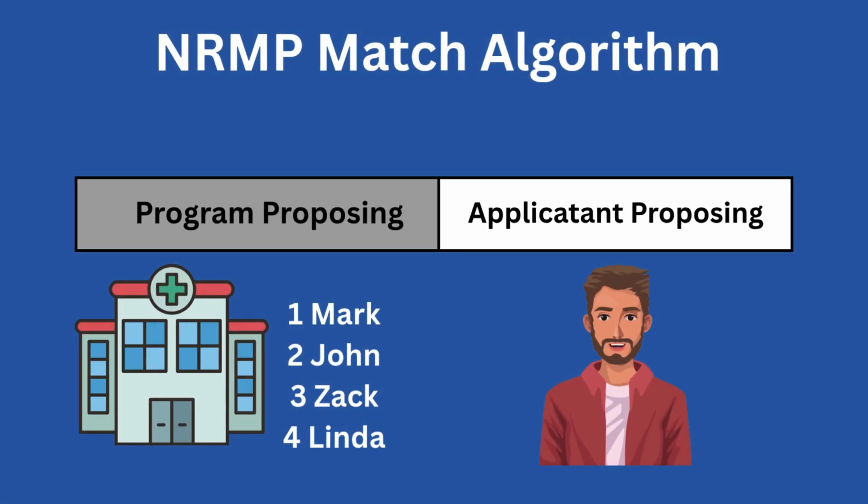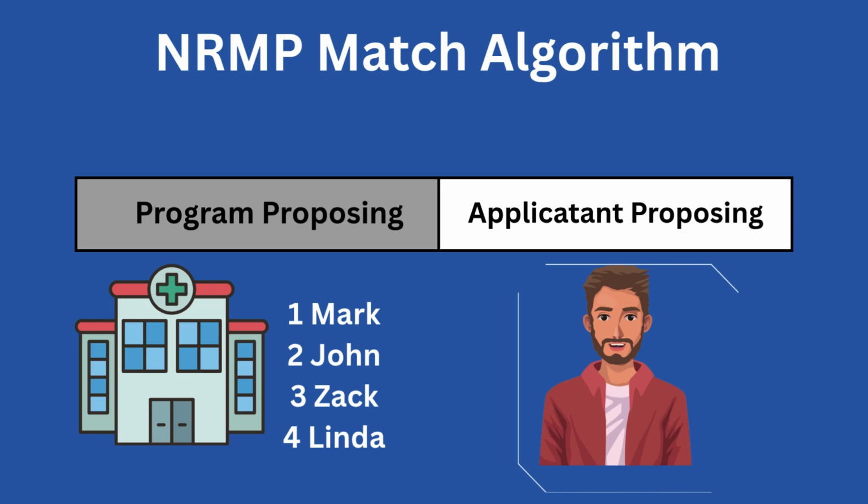In the applicant proposing algorithm, the applicant always tries their top choice first. This ensures that applicants get placed into the highest program on their list that is willing to accept them. The algorithm does not penalize you for aiming high. That means you should always rank your true preferences first.